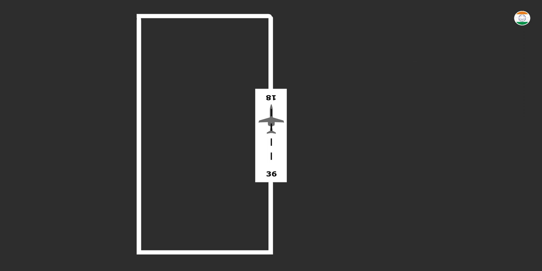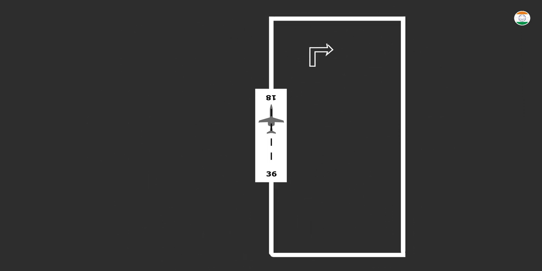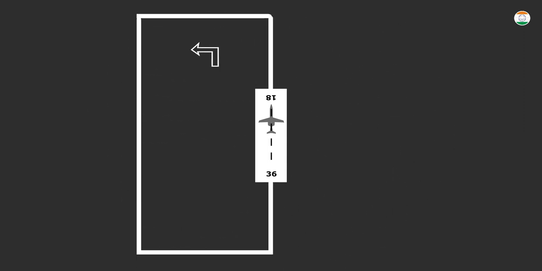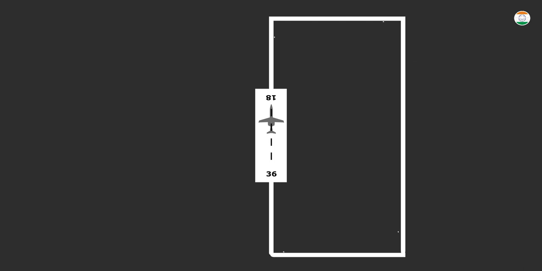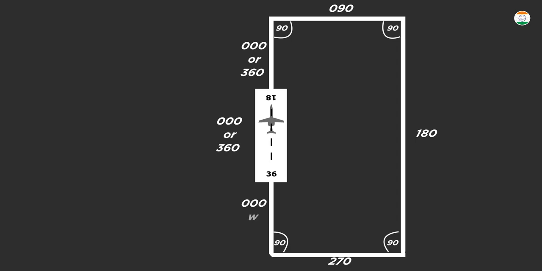If you are making right hand circuits, all turns will be to your right. Similarly, if it is to your left, all turns have to be left. All legs are 90 degrees to each other. If the runway heading is 000 or 360, and if you are making a right hand circuit, then your upwind heading will be the same as your runway heading, which is 000 or 360, crosswind 090, downwind 180, base 270, and final again 000 or 360.